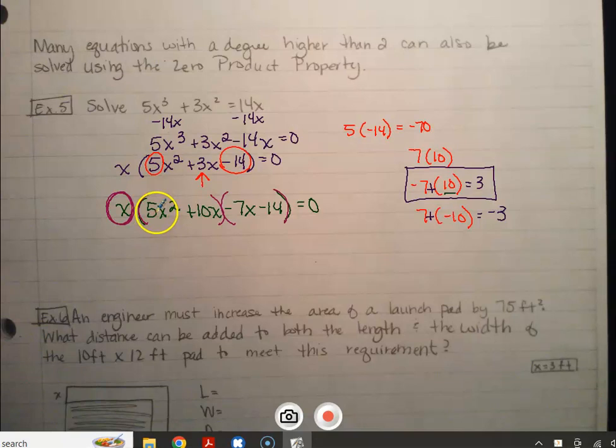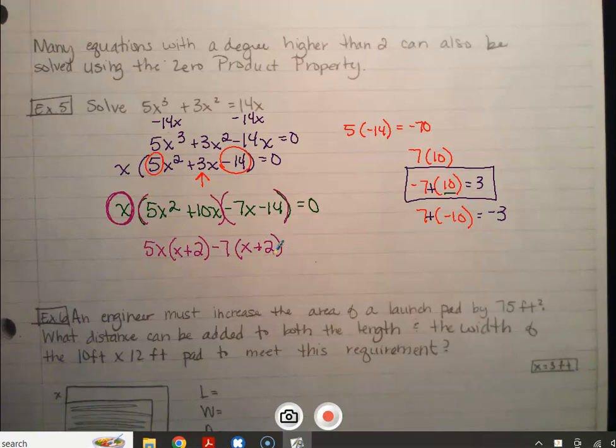All right, so what is the greatest common factor between 5x squared and 10x? It's going to be 5x. Very good. So 5x squared divided by 5x is x, plus 10x divided by 5x is 2. Negative 7x and negative 14 have a negative 7 in common. So that's going to leave us with x, and negative 14 divided by negative 7 is a positive 2.